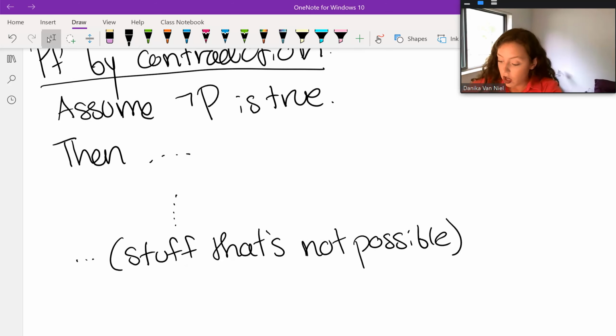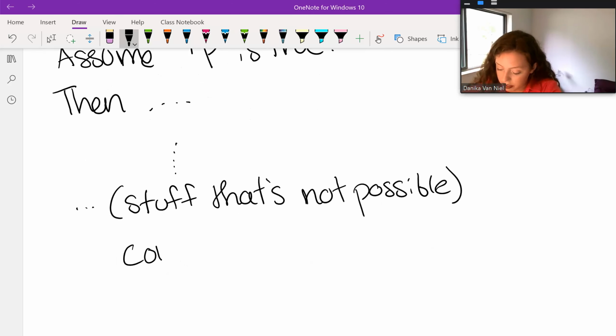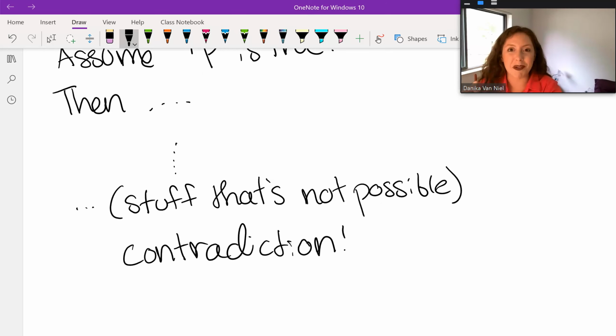So then we get to say contradiction. And then I put an exclamation point. You don't have to put the exclamation point, but I love it. You can also write just C. So if you write just C, you're going to want to put the exclamation after it. Sometimes you could do C, exclamation, underline. That's my favorite.